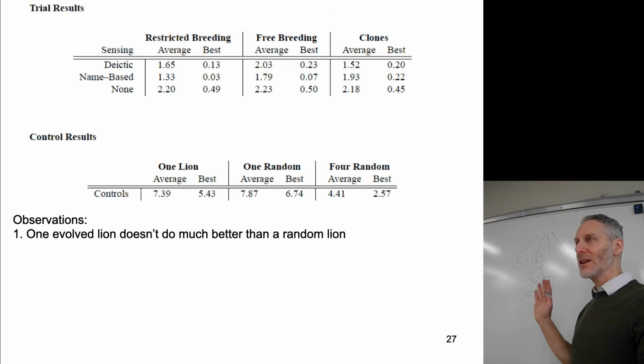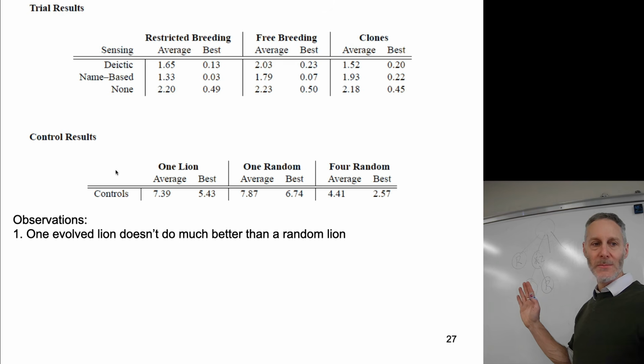These are the results. They don't look very sexy, but we'll walk our way through these tables. Here's the control or null results here. And here are the 9 experimental variants.